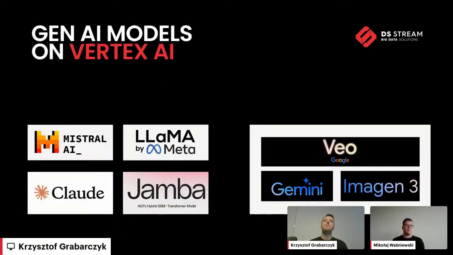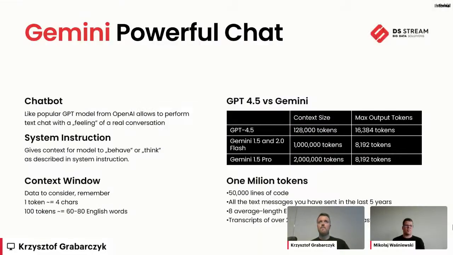When it comes to Vertex AI models, we will be talking today about Gemini and Imagen 3. Those are from Google, and one of the other interesting models provided by Google is Veo. It is for video generation, but it's not the area of that particular webinar. On the left, you can see various other models that are available on the Google Vertex AI platform.